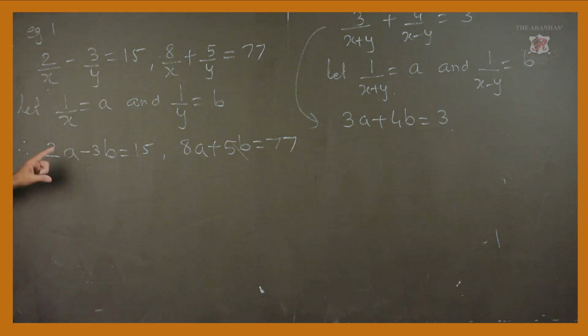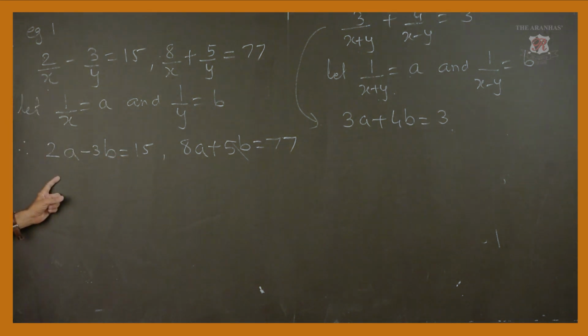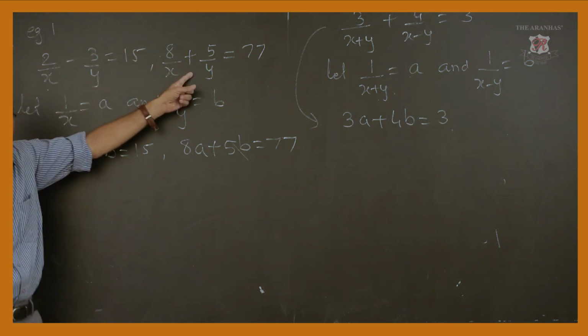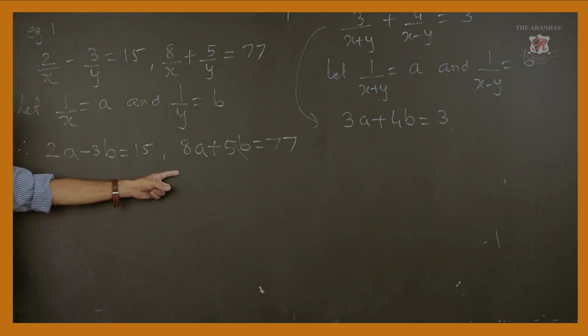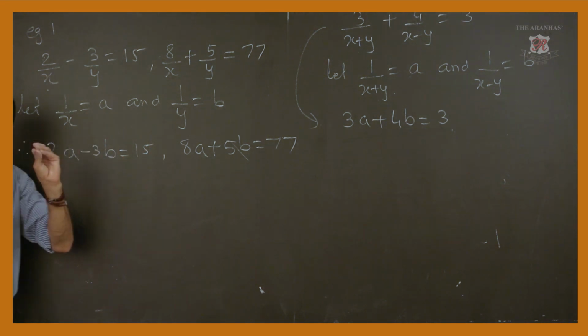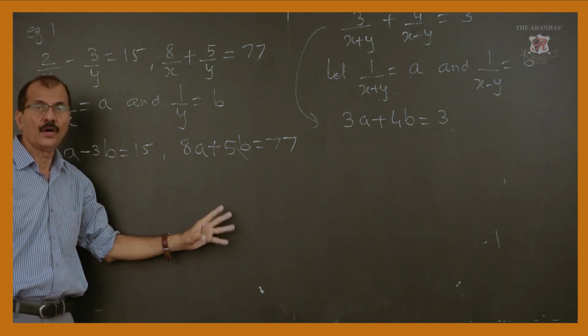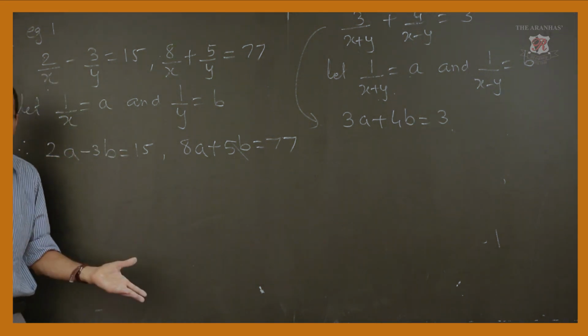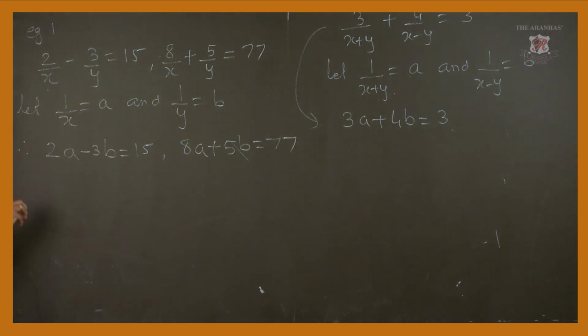Now we got the two linear equations in a and b. These two were non-linear equations, whereas we have reduced them to linear equations. Now we are going to solve them simultaneously. Now it's up to you how to solve these two equations, whether by elimination method or by Cramer's method. We can do it by any method. So first I will do it by elimination method.